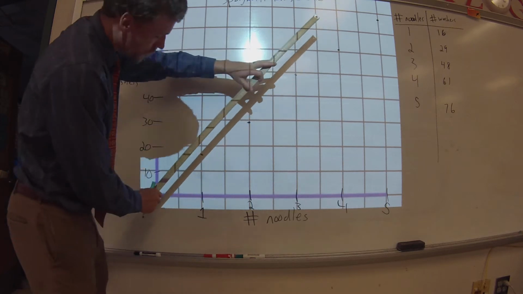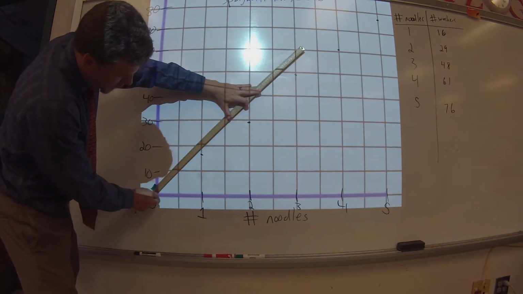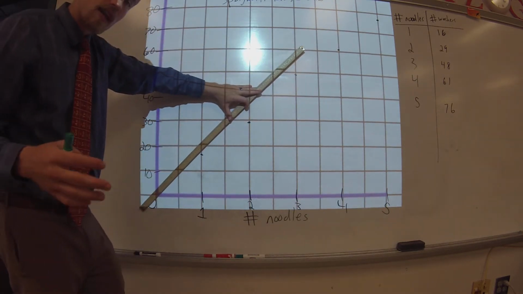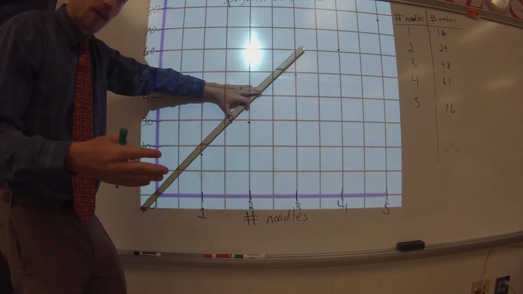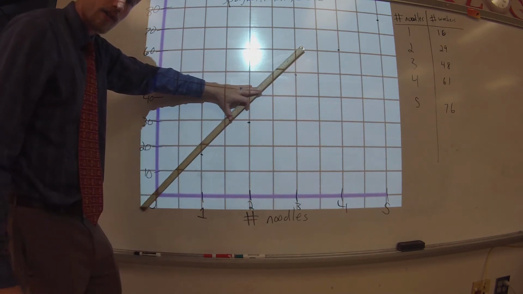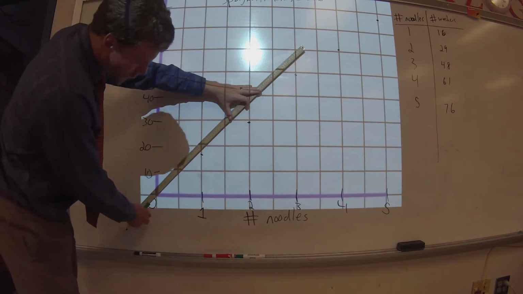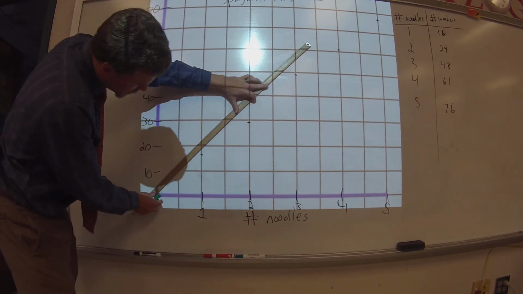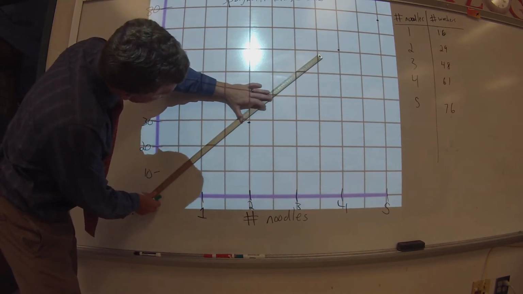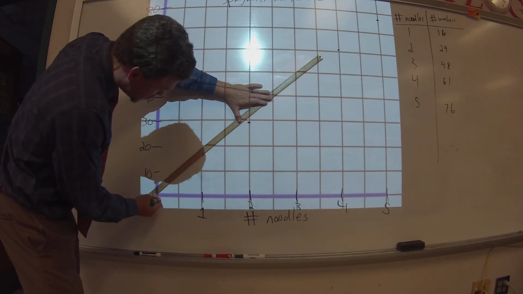Now, sometimes when you start your line of best fit, you want to think about starting it at 0. Let's think about this: if we have 0 noodles in our bridge, are we going to be able to hold anything in our washers? No. So in this case, let's make sure we start that at 0, and then we want this line to kind of go through our data.